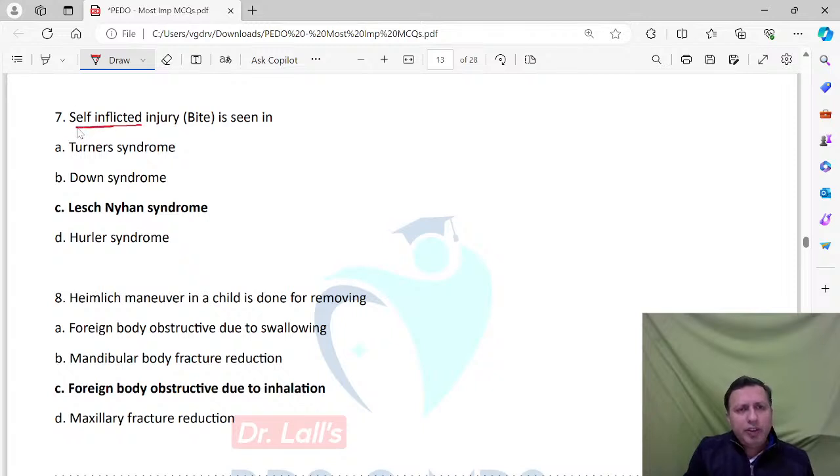Next question is, the self-inflicted injury is seen in which syndrome? Now, at the start of the lecture, we discussed that the self-injurious habit is basically seen in patients of Lesch-Nyhan syndrome, and these are especially seen in mentally challenged children or children who have an intellectual disability, where they cause an injury to himself or herself. Okay, and that is seen in 10 to 20% of the children. So the correct answer is Lesch-Nyhan syndrome.